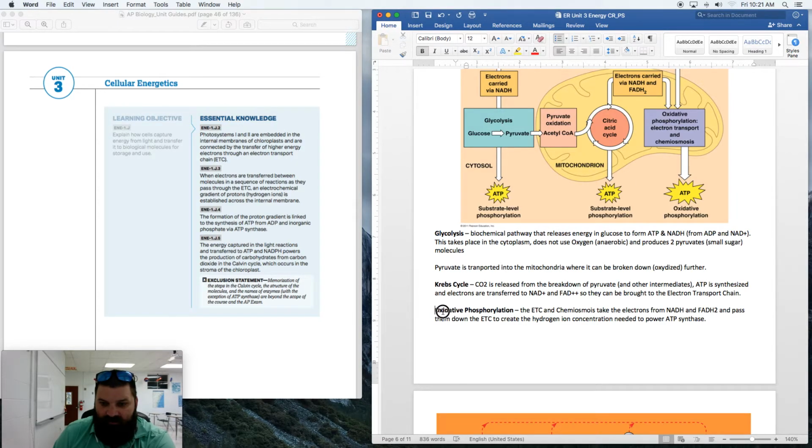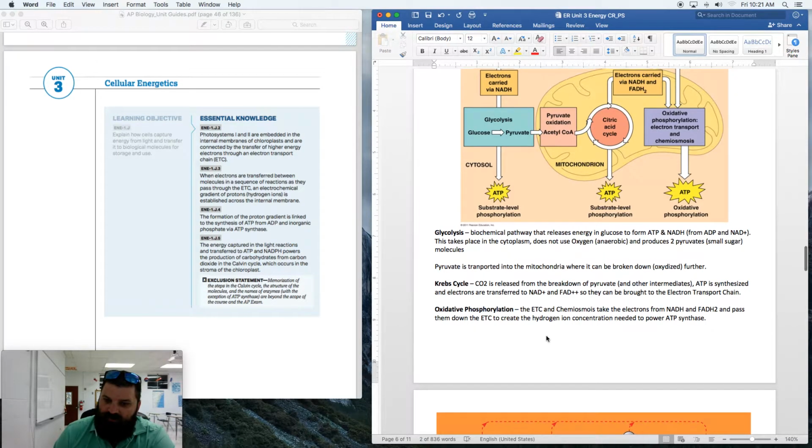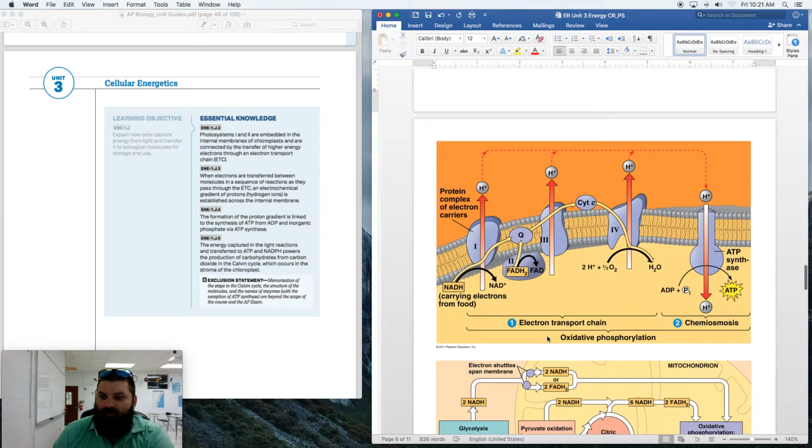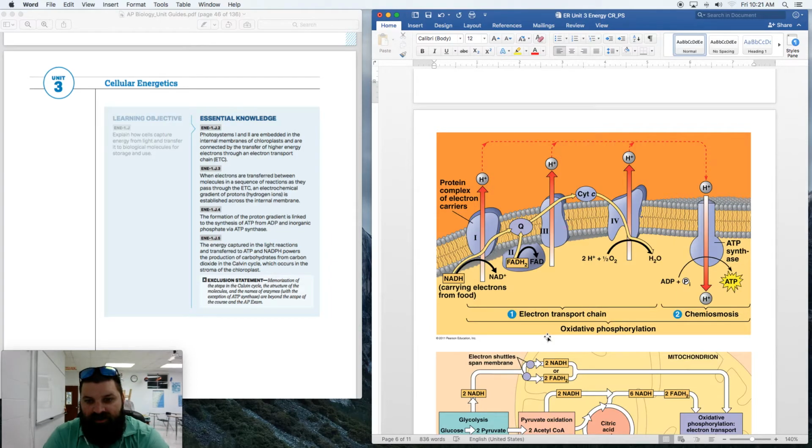And then finally, the payoff here is oxidative phosphorylation. The electron transport chain and chemiosmosis take the electrons from NADH and FADH2, and they pass them down the electron transport chain to create a hydrogen ion concentration gradient that will power ATP synthase, and we can see that here.